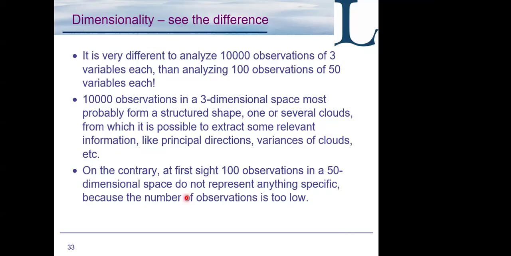Another aspect is spatial complexity. Each data point in your observation is usually a set of features or variables describing some aspect of your system. And there is a dramatic difference between, for example, 10,000 observations in three-dimensional space, like describing a point in three-dimensional space, and 100 observations in 50-dimensional space.